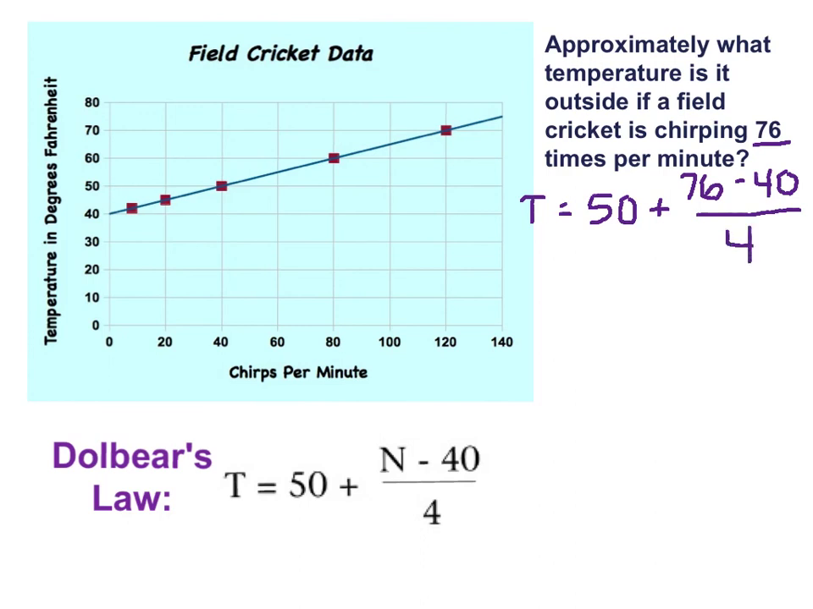And if we simplify this a little bit, we'll get that T is 50 plus, now in the numerator we have 76 minus 40, which would give us 36. And 36 divided by 4 is 9. So I'm just going to put 9 here. And then simplify a little more, and we have T equals 50 plus 9, 59.